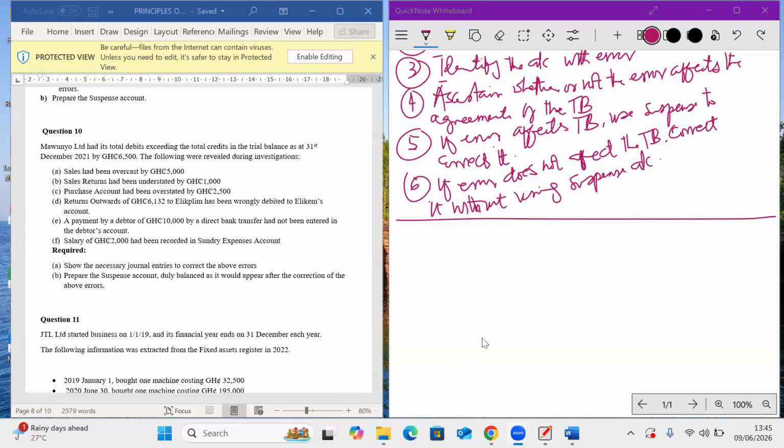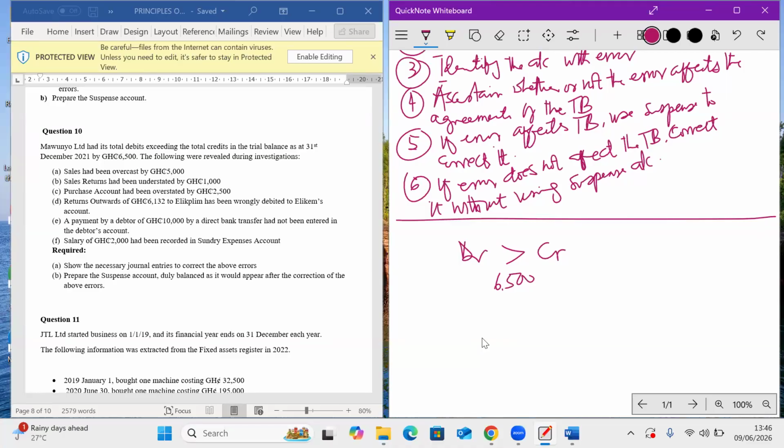Mawino Limited has its total debits exceeding the total credits in the trial balance as at 31st December 2021 by 6,500. The following were revealed during the investigation. So hold on. The total debits exceeding means it was more than the total credits. By how much, what's the difference? 6,500.